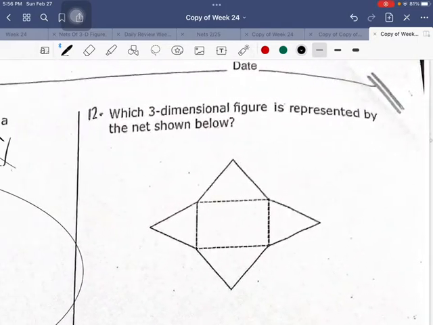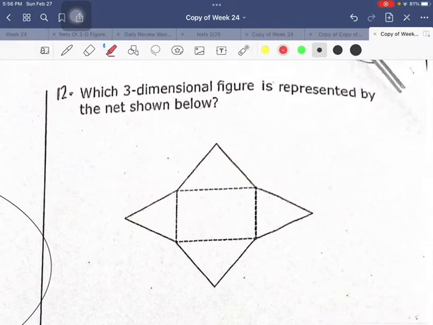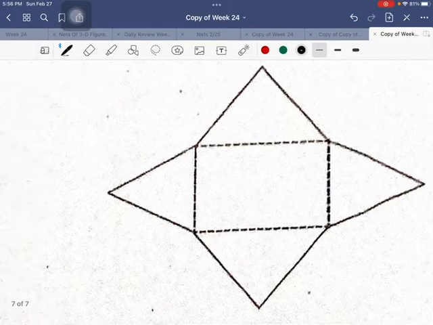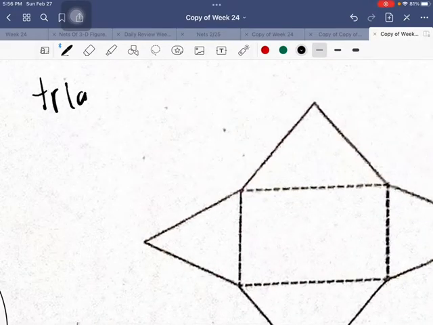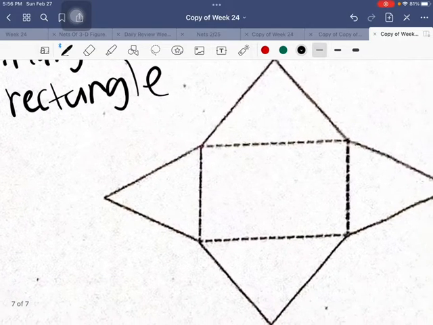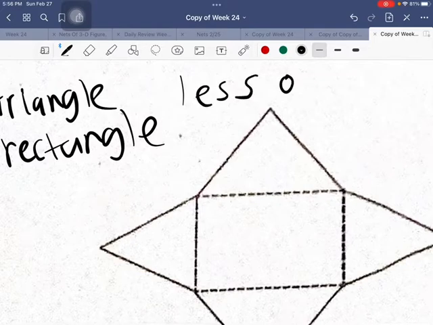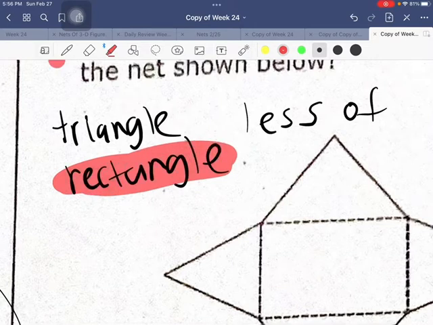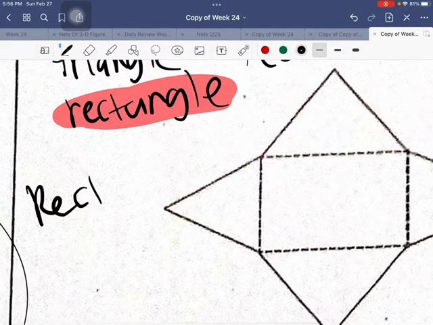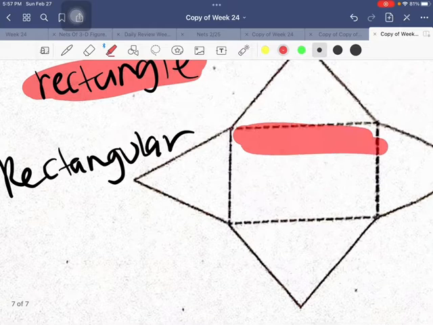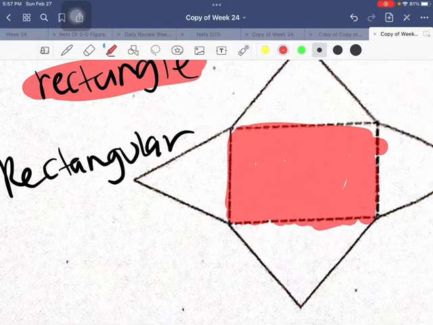Now, this one right here. Which three-dimensional figure is represented by the net shown below? What shapes do I have? Triangle and what else? Rectangle. Okay. What do I have less of? A rectangle. So what is going to be the first part of my name? Rectangular something. I don't know what, but rectangular something. How many bases do I have? Just one?